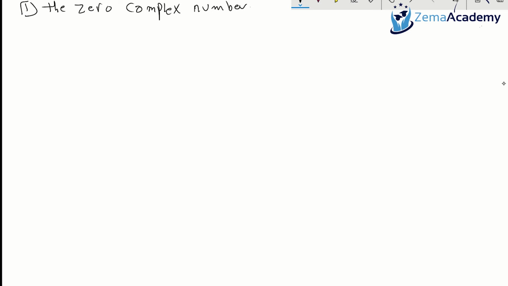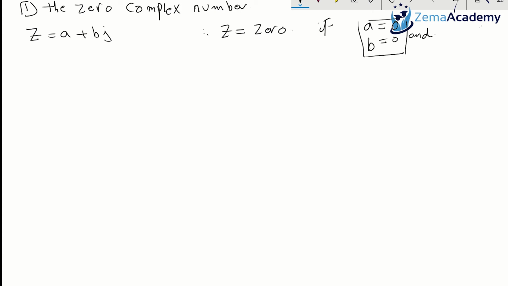So when is a complex number 0? If you have a complex number z equal to a plus bj, in order to make z equal to 0, this is only if a equals 0 and b equals 0. Therefore, your complex number is 0. It's not only a is 0 or b is 0. No, both a and b. Okay? So that's the way a complex number is 0.